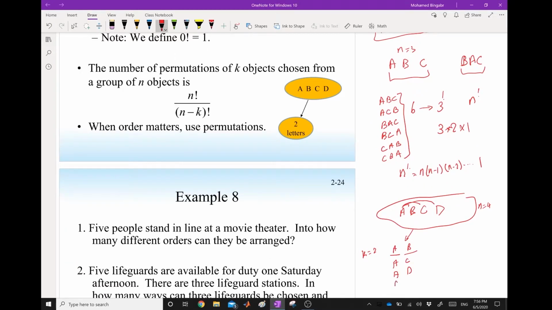And then B with the A, B with the C, B with the D, then C with the A, C with the B, C with the D, and D with the A, D with the B, D with the C. So there are 4 here and 4 here and 4 here, total 12 different ways.